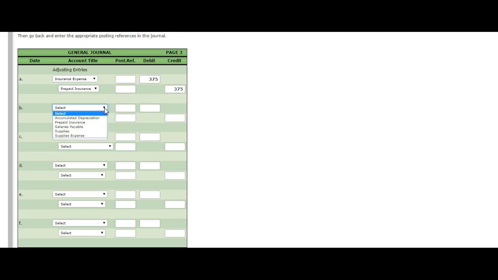B was supplies expense of $22.75. And we had to credit the supplies. Oh my goodness, I'm sorry. That doesn't go there. And supplies, $22.75. C was depreciation, so you had that of $750, and accumulated depreciation of $750.